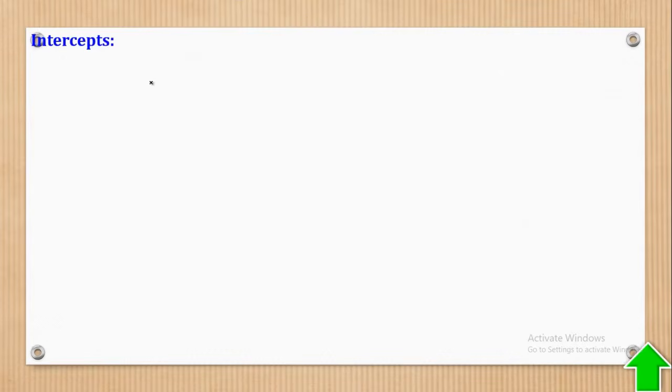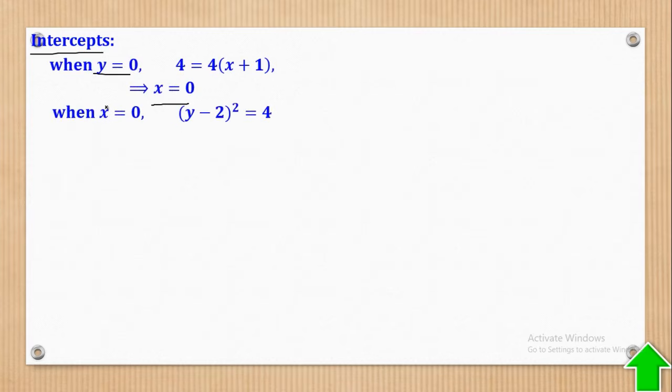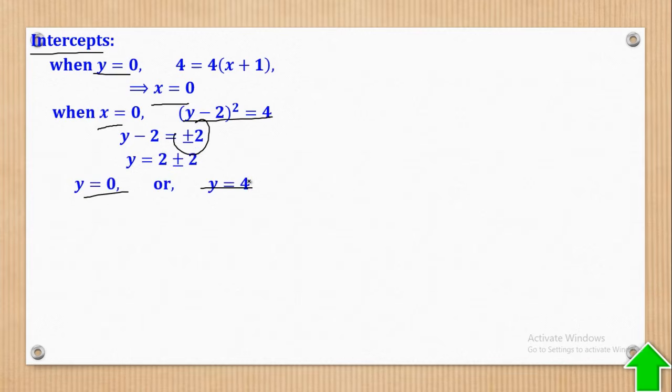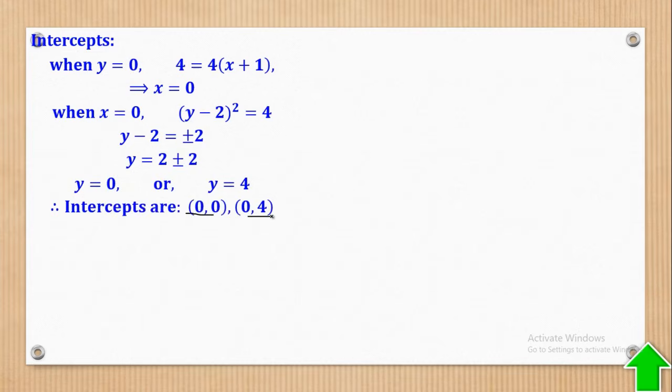Now we have to sketch the curve, but for you to sketch the parabola, you need some parameters. So let's start with the intercepts. When y is equal to 0, you'll come up with x equal to 0. What about when x is equal to 0? Put square root on both sides, and we'll come up with plus or minus 2 here. Then make y the subject, and you'll come up with two values of y: y equal to 0 and y equal to 4. Therefore, the intercepts are (0, 0) and (0, 4).